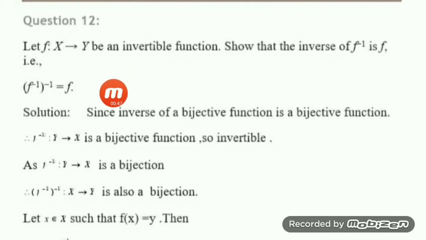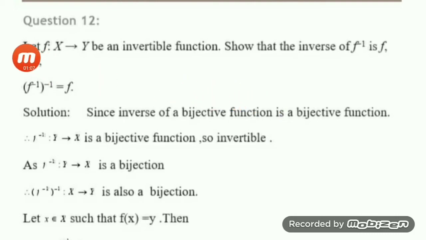Here we are going to use one result, that is, the inverse of a bijective function is a bijective function. Inverse of a bijective function is a bijective function means if a function is one-one and onto, its inverse is also one-one and onto.